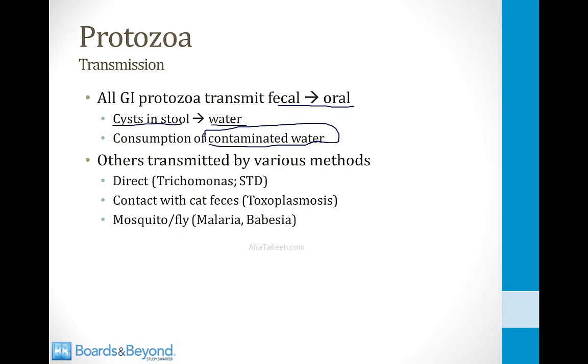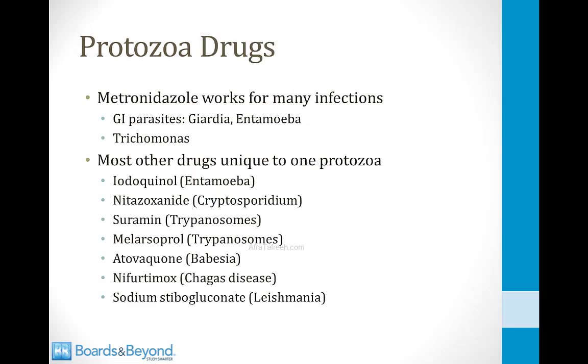The other protozoa have various methods of transmission. So trichomonas is a sexually transmitted disease. You get toxoplasmosis by contact with cat feces, and then mosquitoes and flies are how you can get malaria and babesia. Another thing to know is that metronidazole is an antibiotic that works for several protozoal infections. Even though it's antibacterial, it works against the GI parasites Giardia and Entamoeba, and it's also effective against the sexually transmitted disease trichomonas.